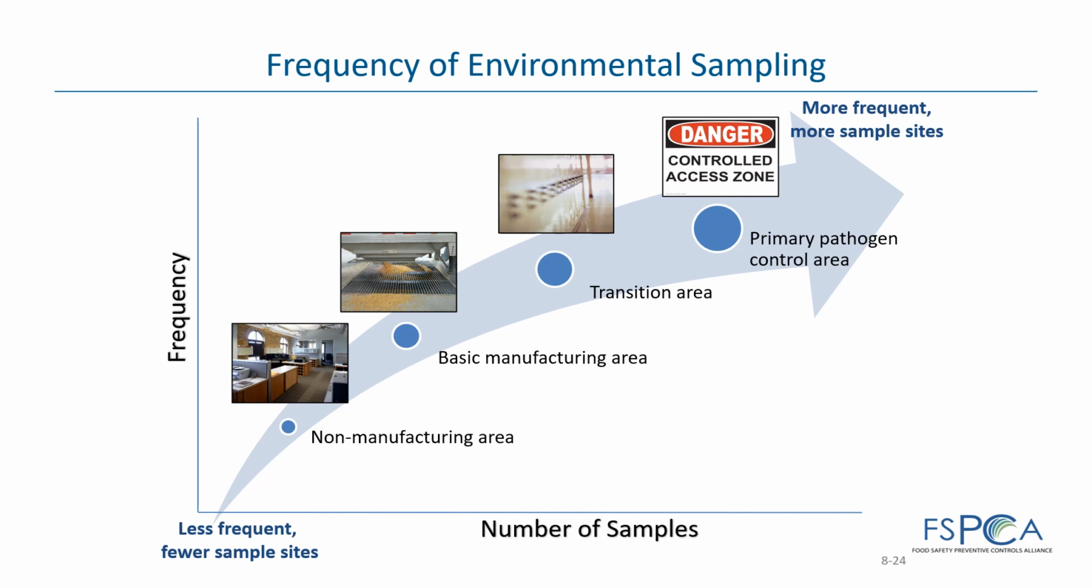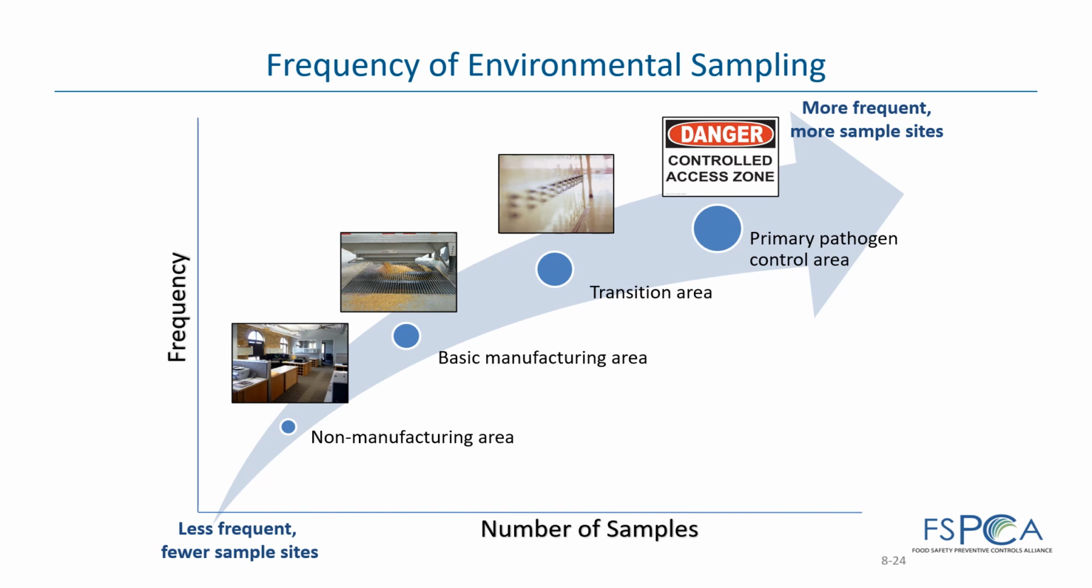And what we see is that the non-manufacturing areas, we're least concerned about them. There's no product in there. Those people don't ever go out onto the manufacturing floor. So we're going to take the least number of samples at the least frequency. On the other end of things, we've got our primary pathogen control area, which is finished product, already gone through a kill step, exposed to the environment. I'm going to take the most number of samples at the highest frequency to make sure I'm keeping track of any pathogens that are in that particular area.